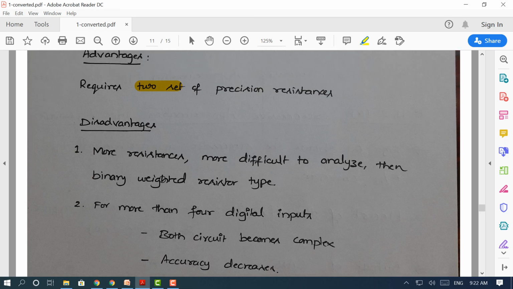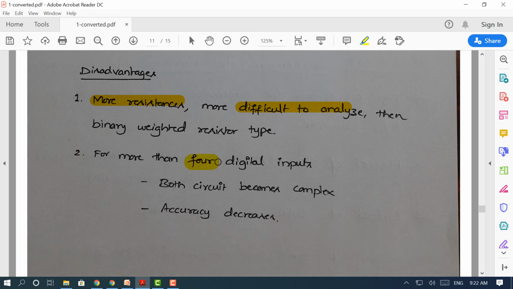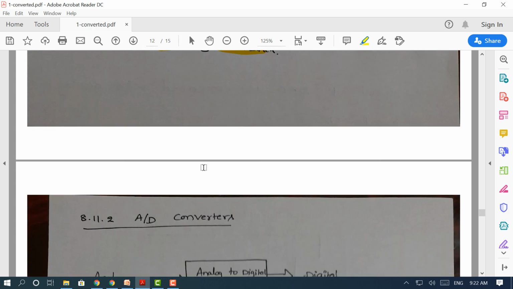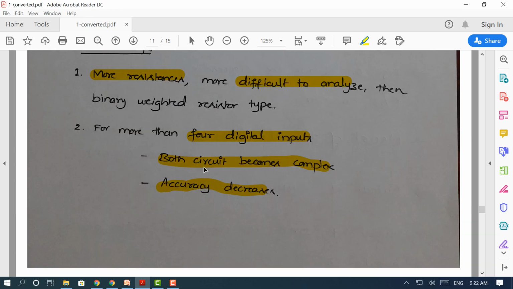Second thing is the disadvantages. When we look at the disadvantages here, since this type of converter uses more resistances, an R and 2R combination of resistances, it becomes more difficult to analyze the circuit when we go for higher digital inputs than the binary weighted resistor type. So for more than 4 digital inputs, the circuit also becomes complex and accuracy keeps decreasing for more and more digital inputs. Okay, so those are the drawbacks of digital to analog converters here.